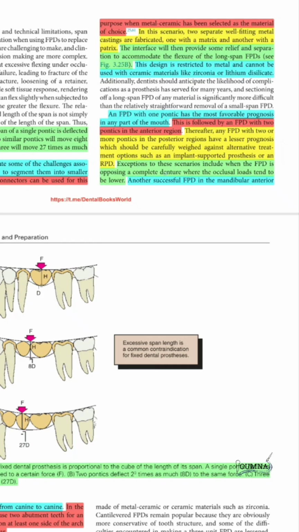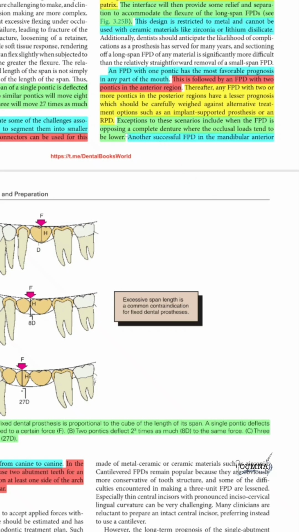An exception to this scenario is when we have a complete denture. When it occludes with a bridge, the occlusal forces tend to be lower, so it will not cause stress on the bridge regardless of its long length.